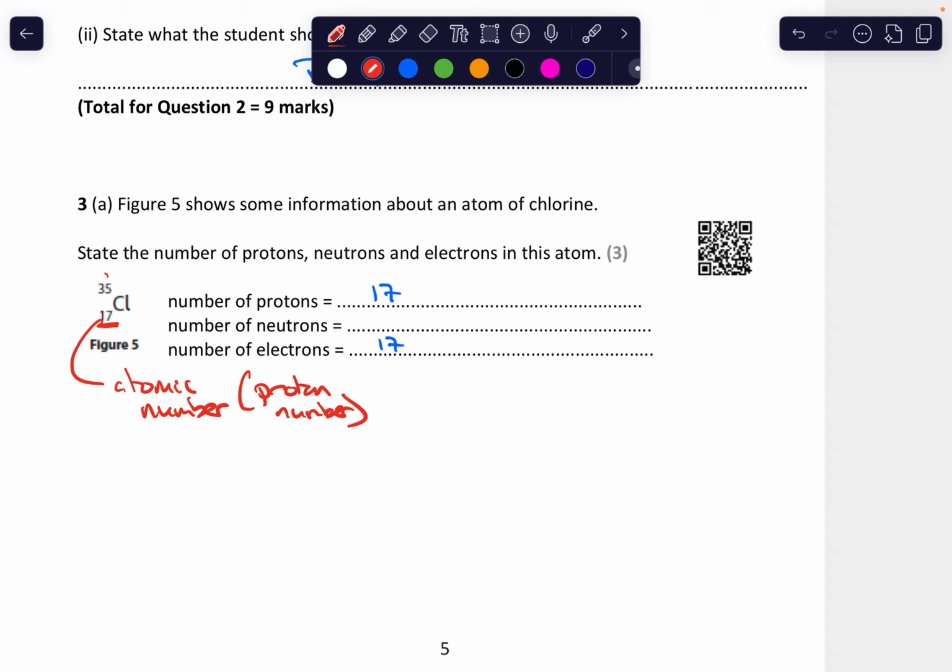The neutrons, remember this top number is called the mass number, and that is the protons and the neutrons. So all I need to do to get the neutrons is do 35, take away 17. So I'll write that down to remind you. 35, take away 17, and that's giving me 18 neutrons. 3 marks, 1 mark for each of those correct answers. Okay, next little bit.